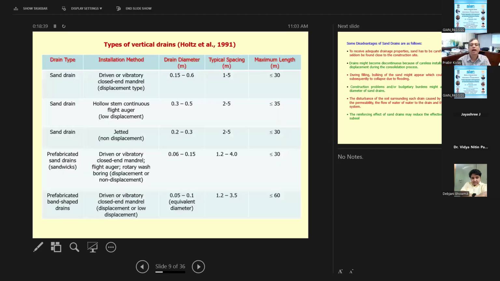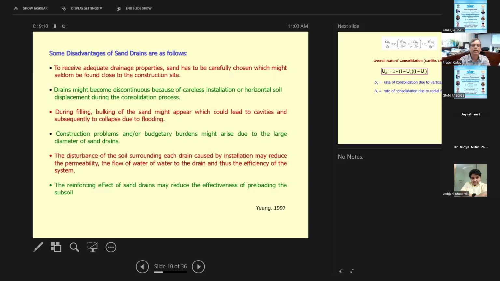So these are the different vertical drains and different installation methods. The idea is basically that you use a mandrel, just a steel pipe, and then take out the pipe, and then fill it with sand. Okay. So there are different diameters, different spacings, different lengths, and this is how the sand drain is installed at the site. We're going to go into detail here.